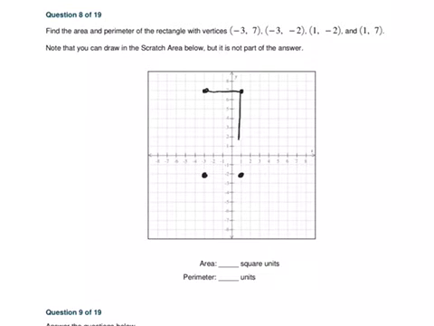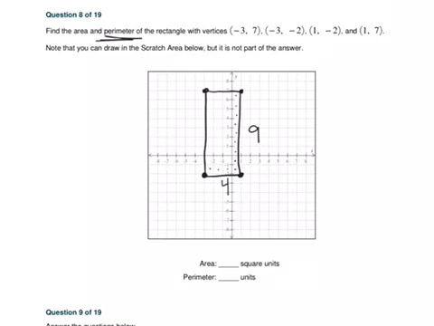Okay, so remember, we're going to figure out the perimeter and the area. Perimeter, remember, is the outside of the rectangle, so I'm going to have to count how long and how wide this rectangle is by units. So if I count how long it is, it's 1, 2, 3, 4, 5, 6, 7, 8, 9 units long, and it's 1, 2, 3, 4 units across.